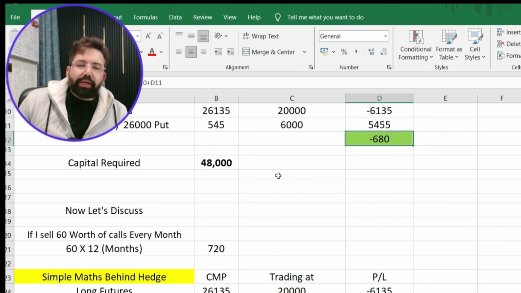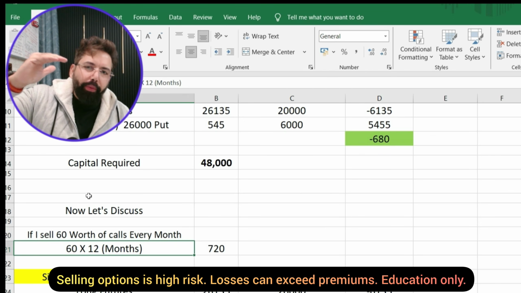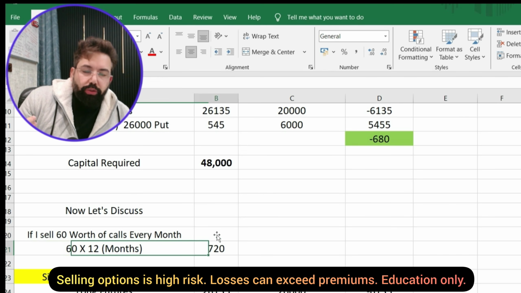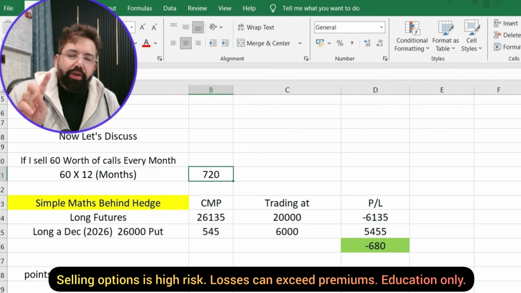So far is what we are taking. It can be a little worse as well, right? That means if we sell a 60 rupee point call for 12 months, if we can sell it, in that situation, if the market continues to fall, so far what have we learned?